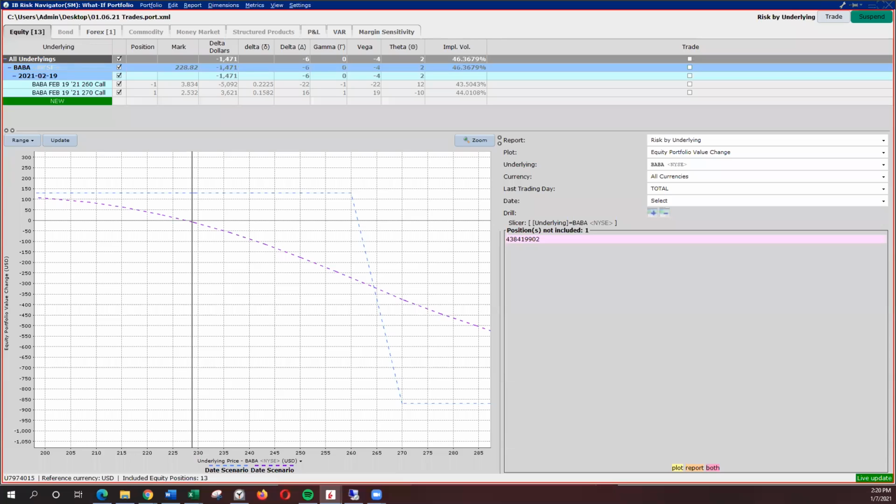Hey traders, today I want to walk you through a strategy called a bear call spread, and it's on Alibaba. But before I get into the details of the spread, I want to walk you through the process of how I found this idea.